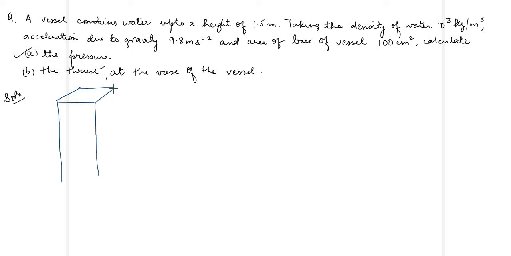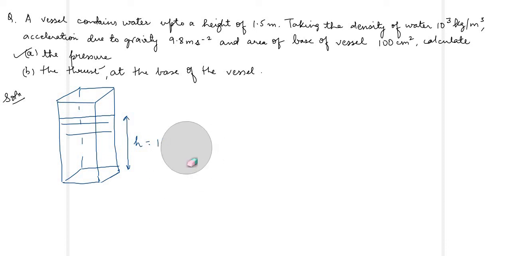Suppose मैंने यहाँ पे एक square or cuboidal shaped vessel ले लिया है जिसका cross section square है. ठीक है, तुम cylindrical भी ले सकते हो, कोई फर्क नहीं पड़ेगा. So it contains water. इसके अंदर water है. And what is the height of the water? It is said it contains water up to a height of 1.5 meter. So हमें तो यहाँ पे यूनिट को चेंज करने की जरूरत नहीं है, because the height is already given in SI unit, which is meters.